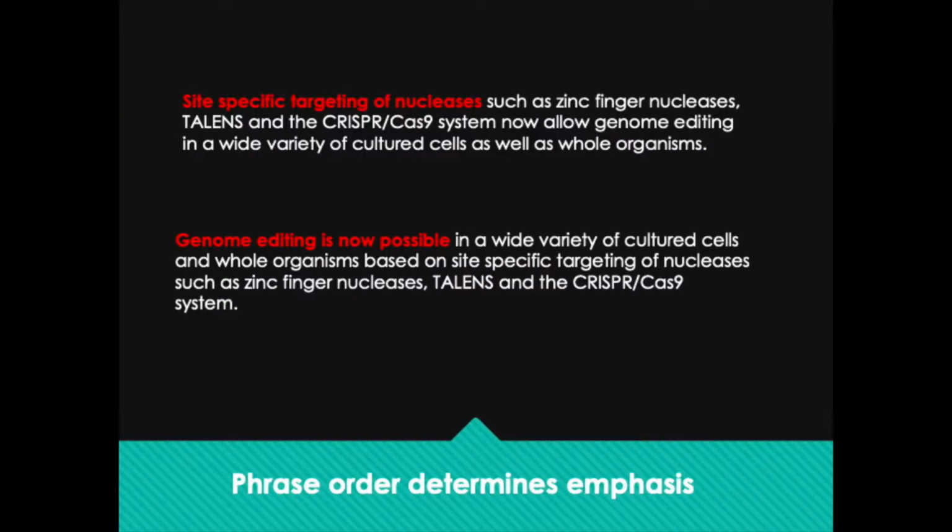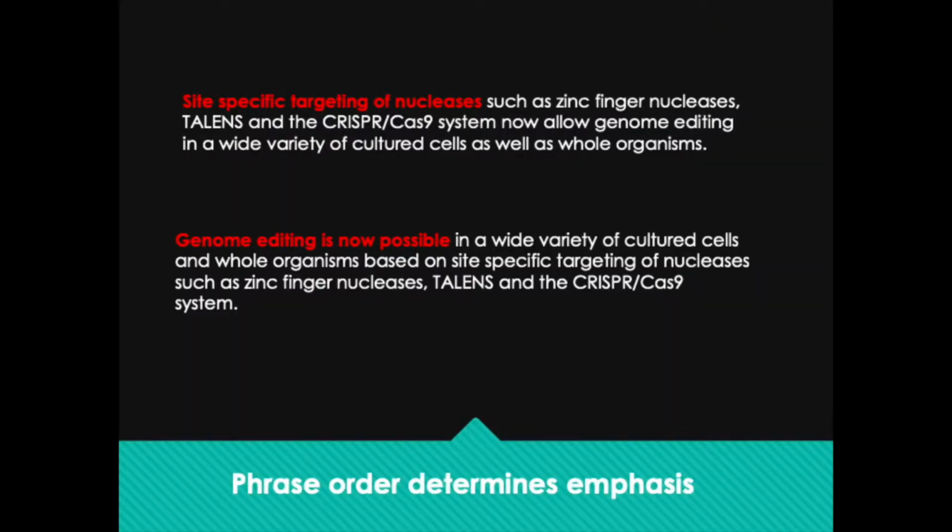Also think about where you put the words in a sentence because the order of the phrases can determine the emphasis. So for example, if you have these 2 sentences, site-specific targeting of nucleases such as zinc finger nucleases, TALENs, and the CRISPR-Cas9 system now allow genome editing in a wide variety of cultured cells as well as whole organisms. So in that sentence, the emphasis is on site-specific targeting of nucleases. And the sentences that follow that should probably refer to site-specific targeting of nucleases.